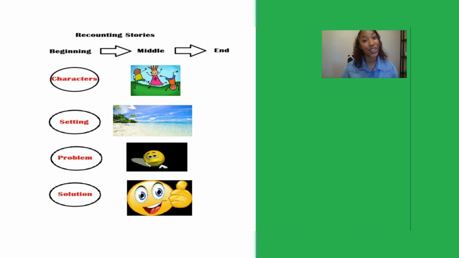So first detail you want to include are the characters. Who is the story, or what is the story mostly about? When you're reading a story, you might have one character or you might have a bunch of characters. You only want to focus on the main characters when you're recounting a story. So you want to ask yourself, is this character who the story is mostly about?